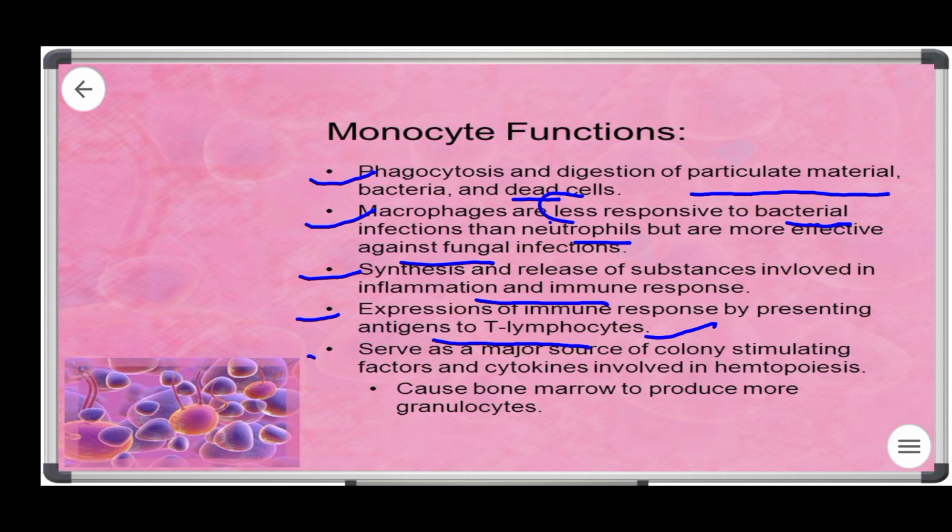Fifth function is to serve as a major source of colony stimulating factor and cytokines involved in hematopoiesis. They are also responsible for hematopoiesis, which means formation of all the blood cells. They activate the bone marrow to produce more granulocytes.